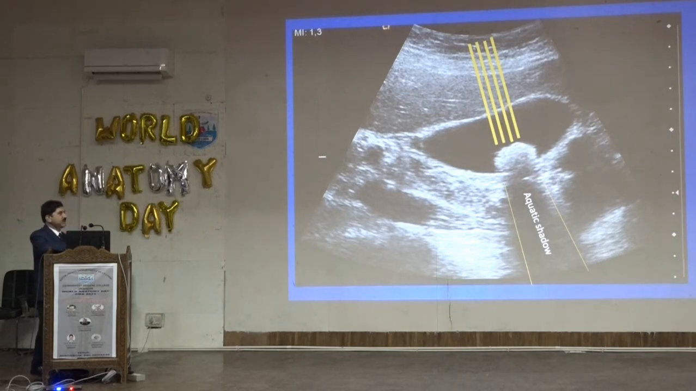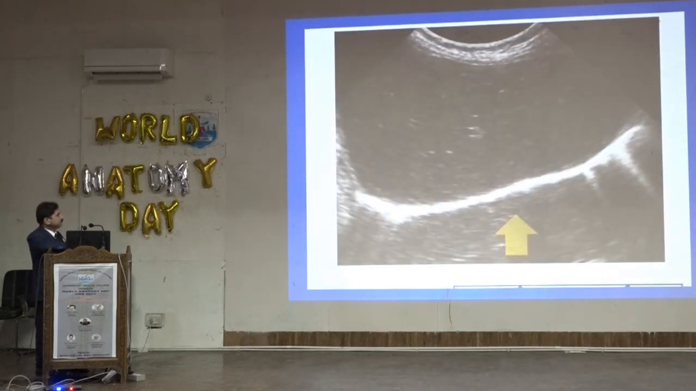You can differentiate it from a GB polyp, because a gallstone changes its position with the posture of the person, but a polyp does not change. And this polyp does not give this acoustic shadow. If an acoustic shadow is there, we say it is a gallstone.